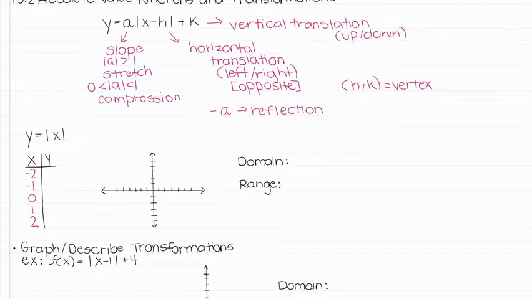When I plug in -2 into the equation, it would be the absolute value of -2, which is just 2. Remember, absolute value is the distance from 0. When I plug in -1, the absolute value of -1 is 1. When I plug in 0, it's 0. When I plug in 1, it's 1. And when I plug in 2, it's 2. Then we're going to graph this. I'm just plotting all of the points.